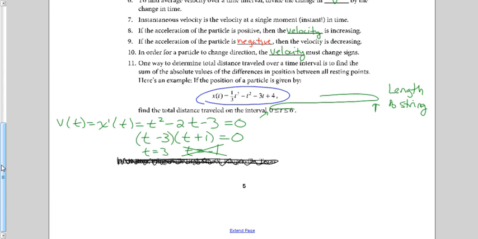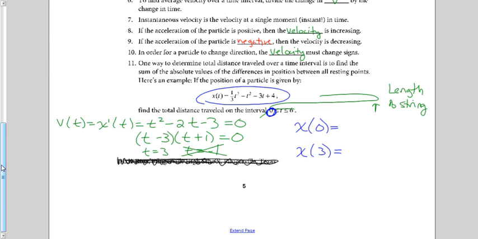So now we're going to get to that thing of absolute values of the differences in position between all resting points. What that means is I'm first going to find the position at time 0. That was my starting position right here. Then I know the object stops and changes direction at time 3. So I'm going to figure out, well, where am I at time 3?